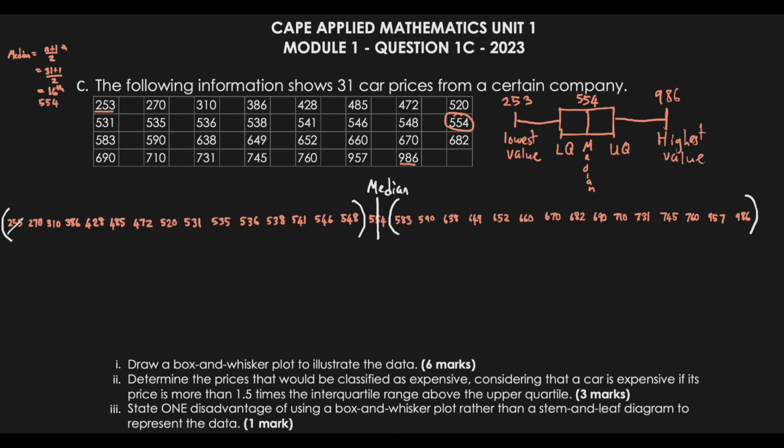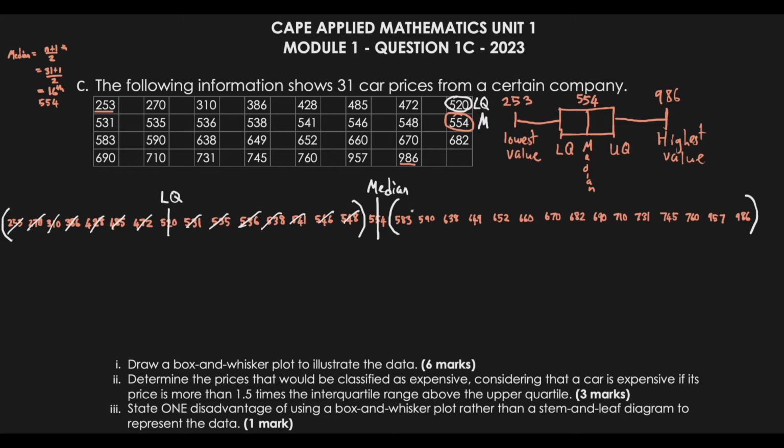So this can go, bam, this is gone, gone, gone, gone, gone, gone, gone, gone, gone, gone. So on each side, I've crossed out 7. So cross out 7 here as well as here. So you know that this number here, 520, happens to be my lower quartile. I'm gonna guess that 682 is my upper quartile.